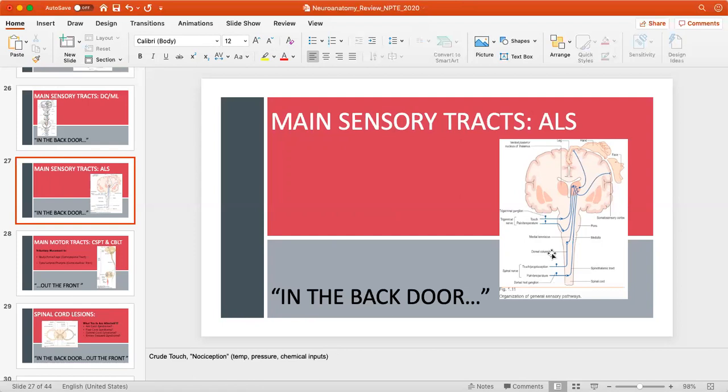So first neuron in the 3-neuron chain is going to be this dorsal root ganglia.